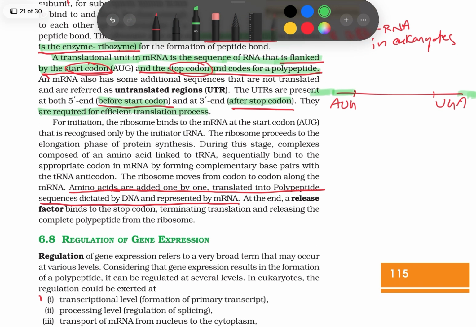In this process of translation, amino acids are added one by one, translated into polypeptide sequences which are dictated by DNA and represented by mRNA. Here DNA is the director of the movie and mRNA is the hero. So in translation, the amino acid sequences in a polypeptide chain are dictated by DNA. It gives the genetic information, that is the playback material. And who plays that role? mRNA. Simply you can remember this point.